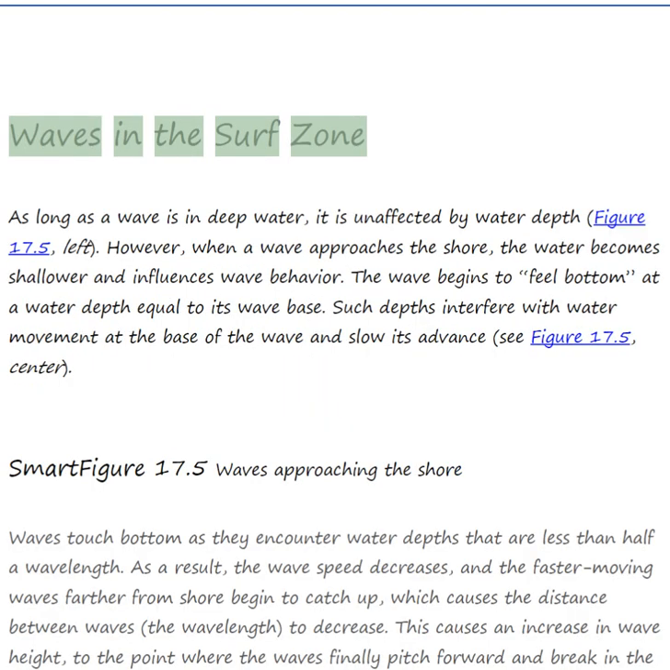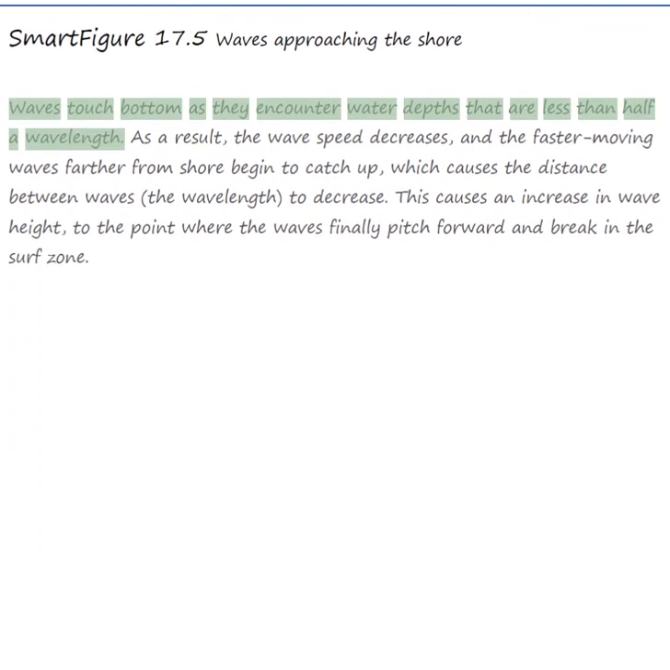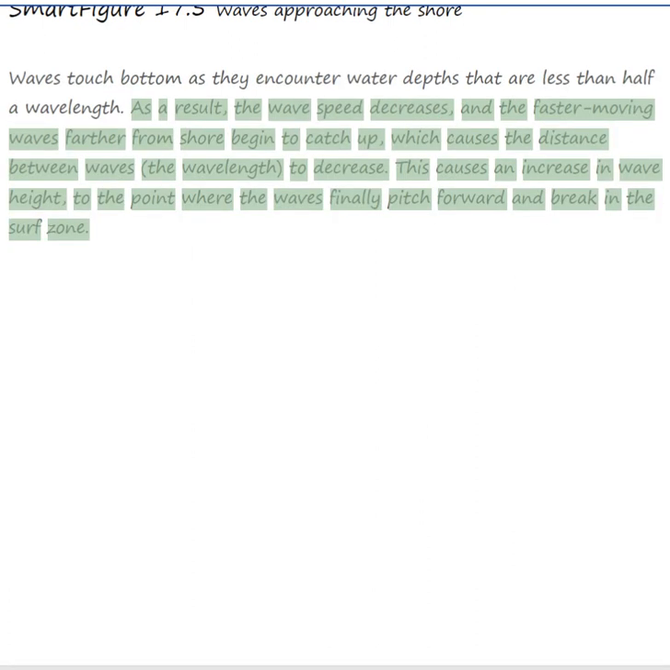Waves in the surf zone. As long as a wave is in deep water, it is unaffected by water depth. However, when a wave approaches the shore, the water becomes shallower and influences wave behavior. The wave begins to feel bottom at a water depth equal to its wave base. Such depths interfere with water movement at the base of the wave and slow its advance. Waves touch bottom as they encounter water depths that are less than half a wavelength. As a result, the wave speed decreases, and the faster-moving waves farther from shore begin to catch up, which causes the distance between waves to decrease. This causes an increase in wave height, to the point where the waves finally pitch forward and break in the surf zone.